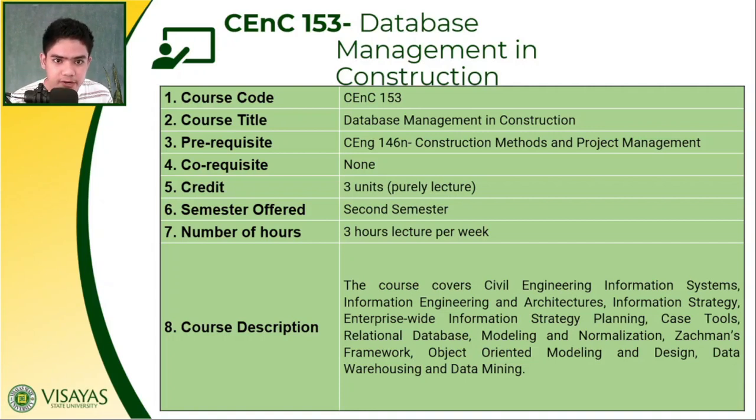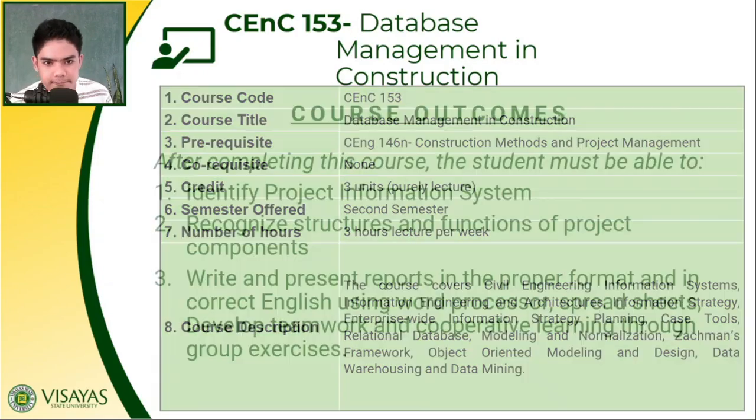So still, the prerequisite is CN 146N, the construction methods and project management. Same credits, 3 units purely lecture, second semester, and that's 3 hours lecture per week. For the course description, the course covers civil engineering information systems, information engineering and architectures, information strategy, enterprise-wide information strategy planning, case tools, relational database, modeling and normalization, Zachman's framework, object-oriented modeling and design, data warehousing, and data mining.